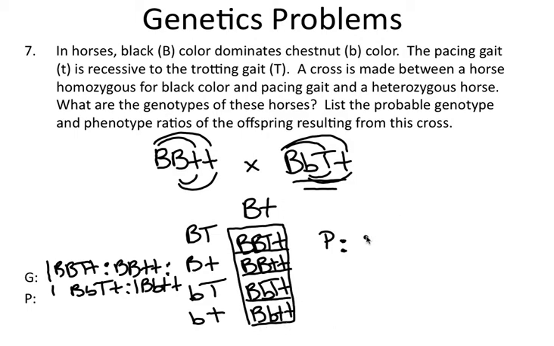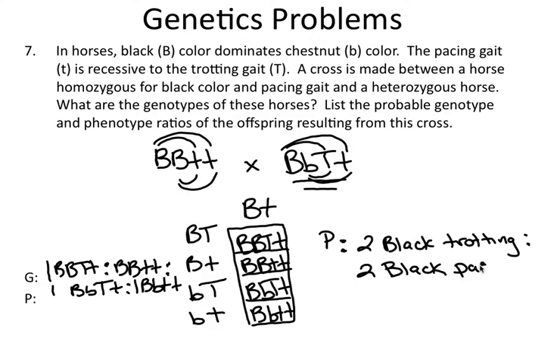So it's a 2 black trotting to 2 black pacing ratio. We could also have done this as percentages. So 50% of the offspring will be black and trotting and 50% will be black and pacing.